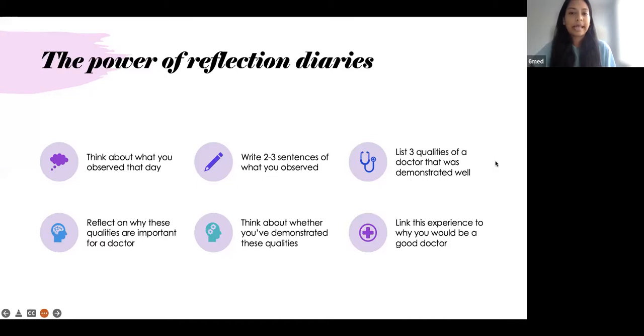So those are the 6 steps to writing a reflection diary whilst you're on your work experience. So hopefully that helps. And when you do that, you've almost already done half the work for your personal statement, because you can literally make those bullet points of what you've written in these reflection diaries into sentences for your personal statement. So it's just to help you later on when you do come to write the personal statement.